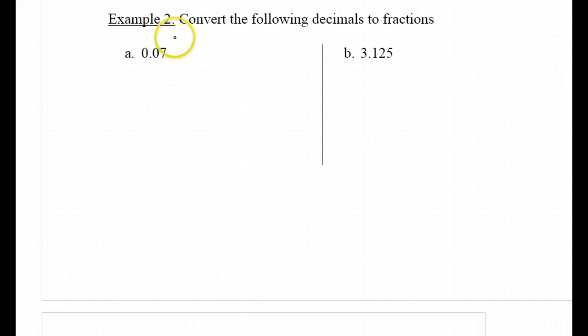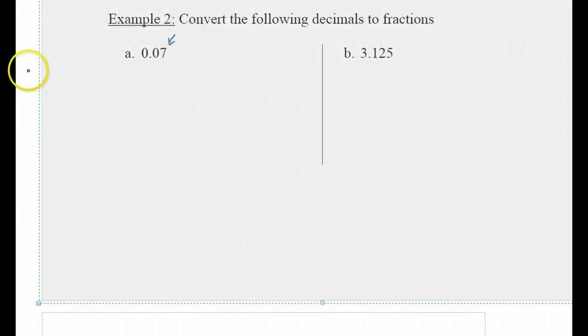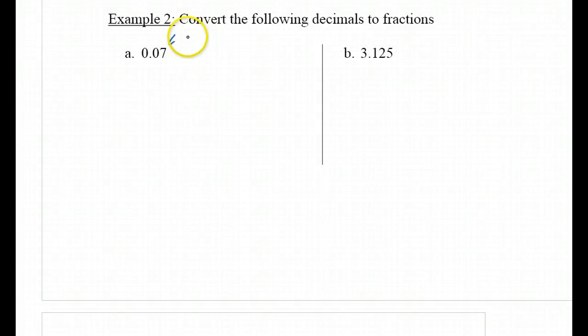So I look at the 7, I look at my last digit over here, and what position is that digit in? Well, it's in the hundredths position. So because it's in the hundredths position, I'm going to take my decimal and write it over 100. Okay, fairly straightforward, fairly easy. So 7 over 100. And again, why did I choose the 100? Because the 7 is in the 100th position.